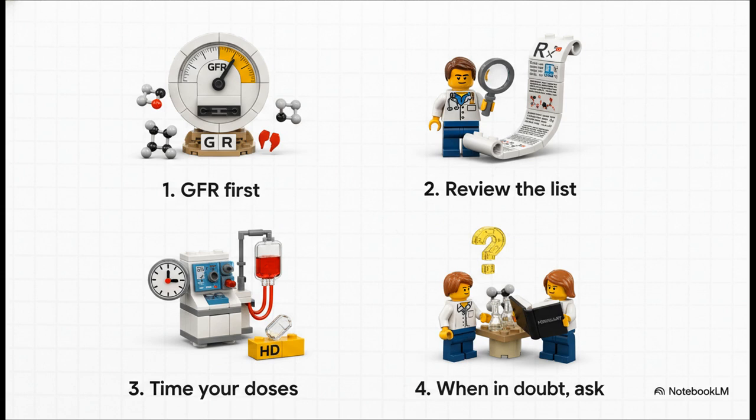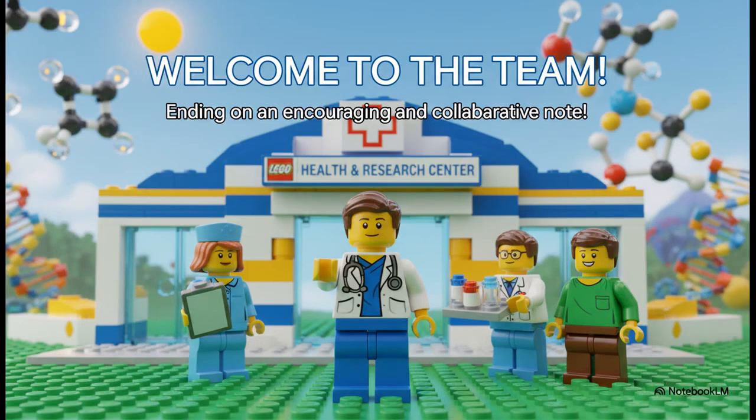When you're in doubt, just ask. Consult the Renal Drug Handbook, check UpToDate, and go talk to your friendly renal pharmacist. They are your best resource. Look, prescribing in renal disease is tricky. There's no doubt about it. But by being systematic and thoughtful, you can absolutely do it safely and effectively.